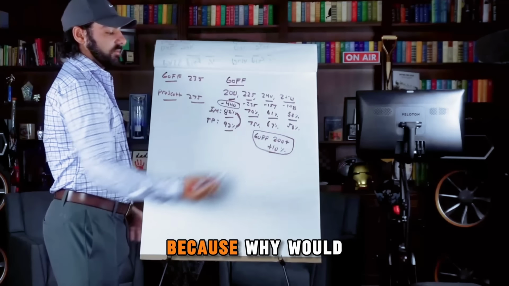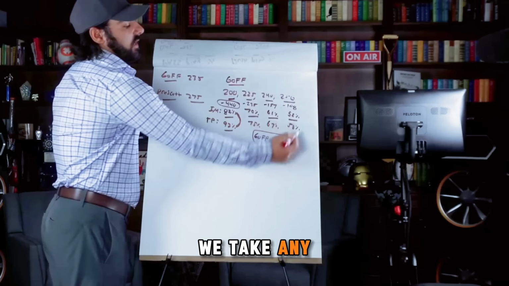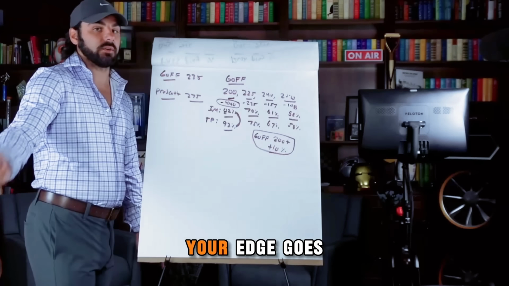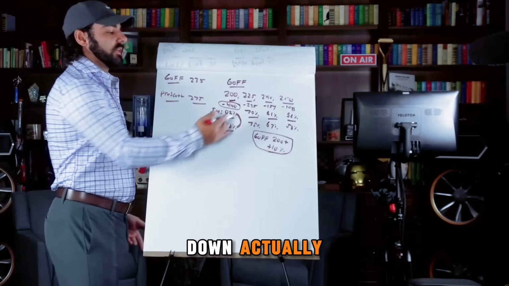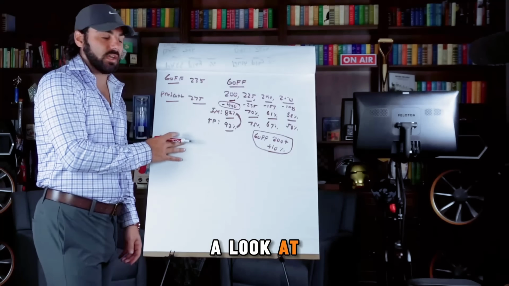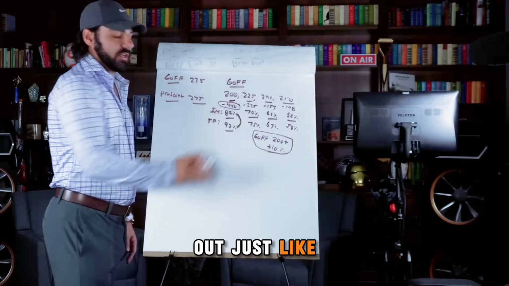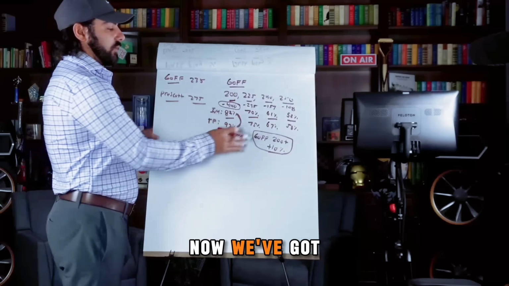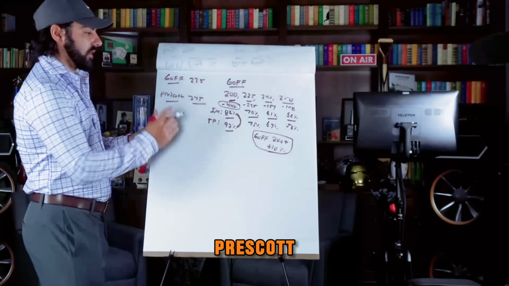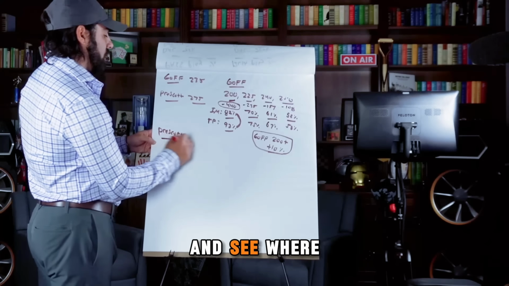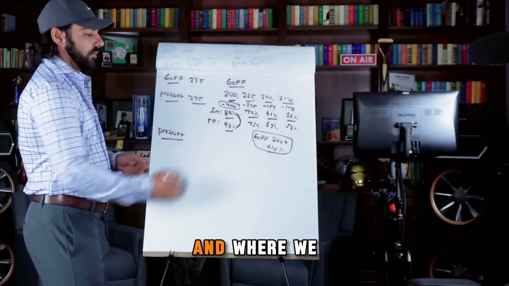We'd be laying right there, because why would we take any percentage that's even lower just because we want better odds? Your edge goes down, actually. And I'm going to show you guys when we take a look at Jahmyr Gibbs how it plays out too, because it doesn't always play out just like this. But now we've got Goff down. Let's look at Prescott, because now we need to analyze Dak Prescott here and see where his line lies and where we could be at.